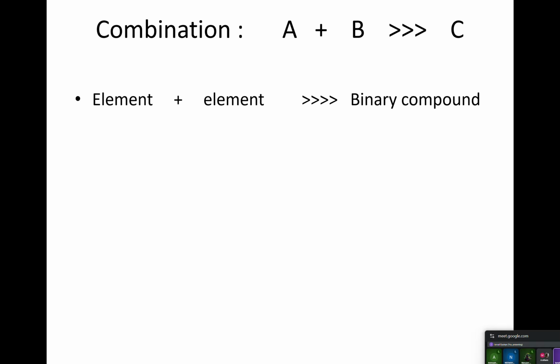When we're talking about a combination reaction, this is the form of equation you are going to see. You have a reactant A combining with reactant B, resulting in the formation of product C. So there is usually the formation of a single product, A plus B giving C. So you have one element, another element, and then the result is a binary compound. For example, when you have sodium combining with chlorine, this chlorine gas here.